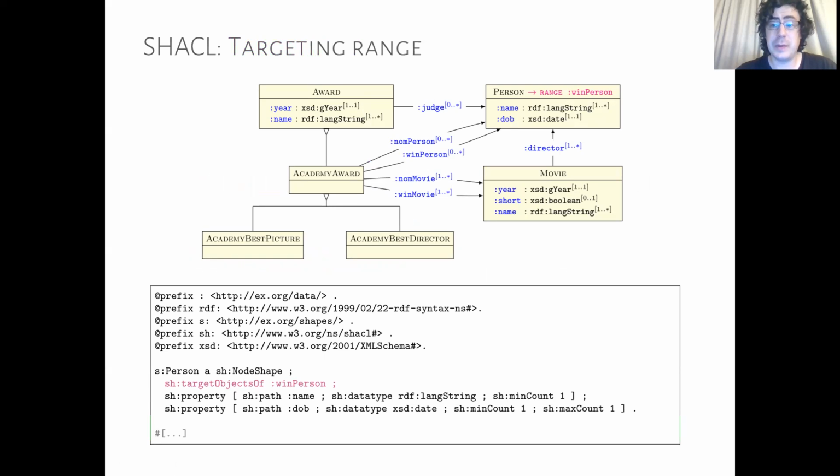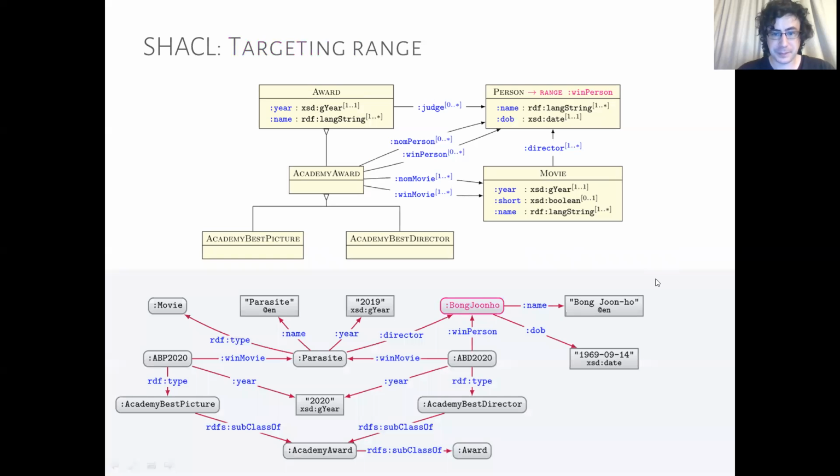So targeting range, we already saw targeting instances of a class. So how does the targeting range work? We'll just say we're going to target the objects of win person. Okay, so in this case, we define that the person shape, we're going to target it to the range of win person, the objects of win person. And we define then the constraints on person. So if we apply then this shapes graph to this graph here, we see that we're targeting John Hu. I'm not sure how my pronunciation is. Jun Hu.